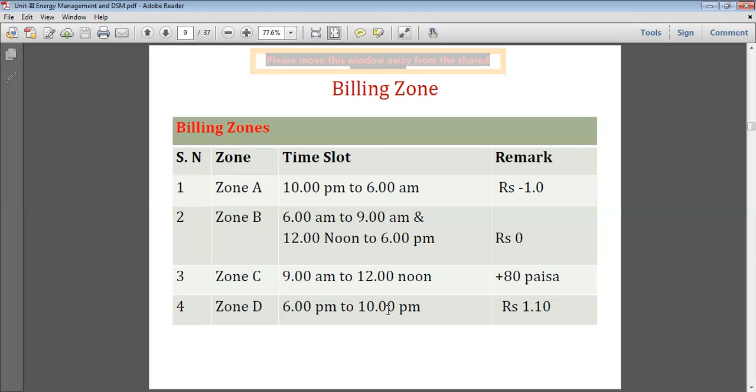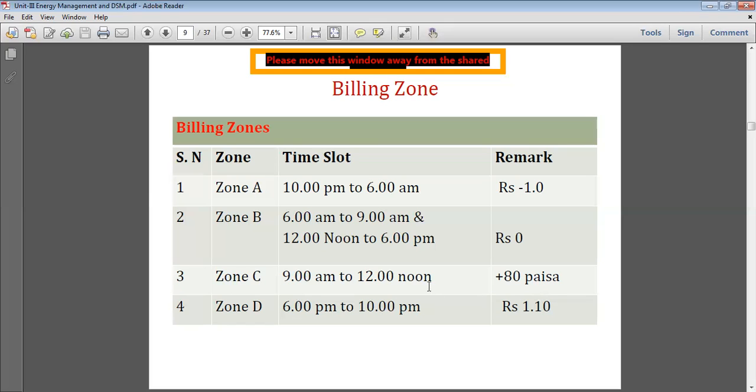So during that time your load will be very high, or maximum demand is going to occur. But up to 10 p.m. the commercial load is going to switch off. So under such conditions we have to pay more rate, that is the additional rate of 1 rupee 10 paisa in addition to the basic unit rates.